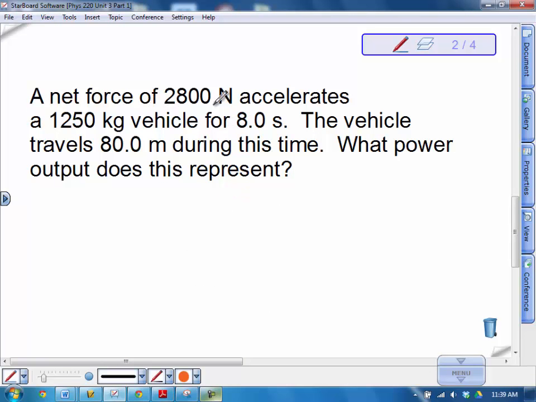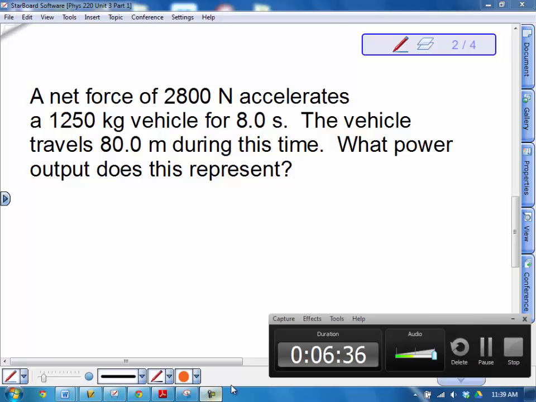I am going to give you a net force of 2,800 newtons that accelerates an object, a vehicle, for 8 seconds. The vehicle travels 80 meters during this time. What power output does this represent?